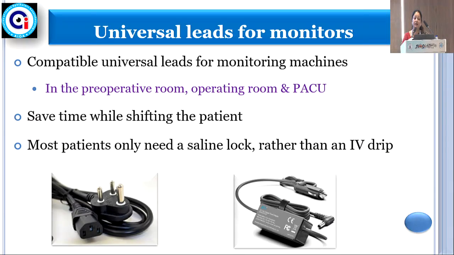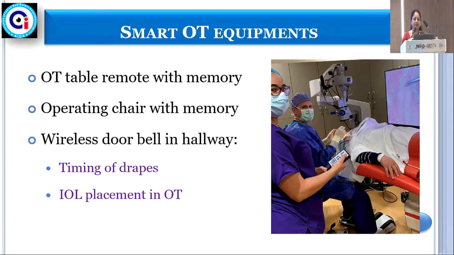Universal leads for monitors are also available, so they should be kept in the pre-operating room, operating room, and the PSU, so that once you are shifting the machine or monitor, you can shift only the machine or monitor, and you have the universal lead there. It is not needed in every patient to put up an IV drip. You can put in the IV line with a saline lock, so that the patient can be shifted in less time. Then smart OT equipment is also available.